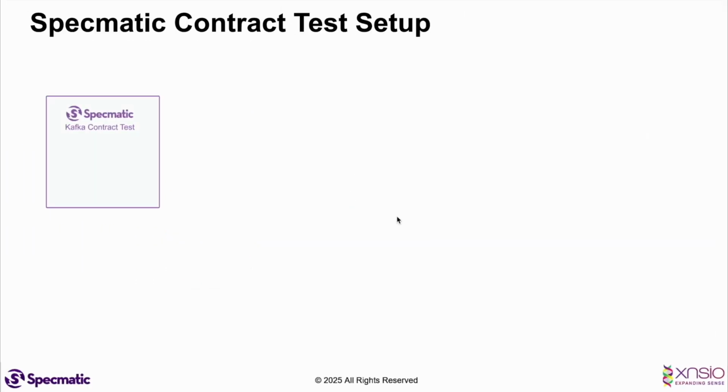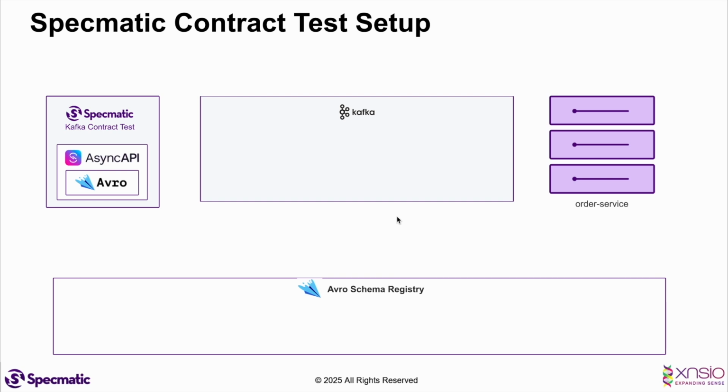In test mode, Specmatic Kafka replaces the checkout service and acts as the client. It reads the async API spec and automatically generates tests for the order service. Since the spec explicitly includes the Avro schema registry URL, Specmatic Kafka can seamlessly fetch the necessary Avro schemas directly from the registry for message serialization and deserialization.